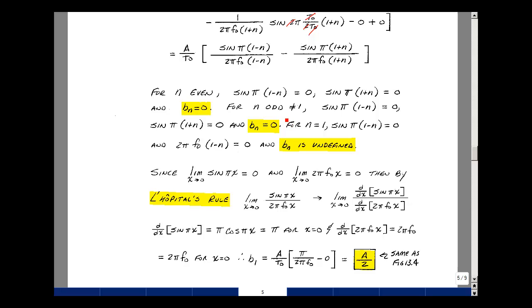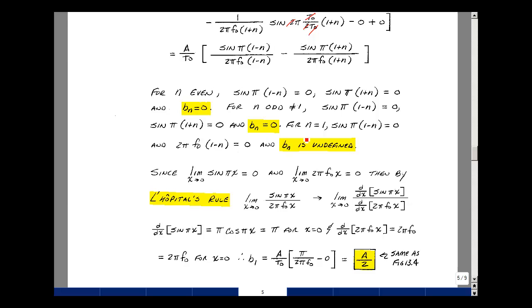So when n is odd, but greater than 1, the value of the sine of pi times 1 minus n would then be, say for n equals 3, the sine of pi times minus 2. That's going to be equal to 0. That's the sine of 360 degrees. Same is true for the sine of pi times 1 plus n. So if n is equal to 3, you have a 4 here, so that's going to be 360 twice, and that's going to be a sine of 0. b sub n is also equal to 0 for n odd but not equal to 1.